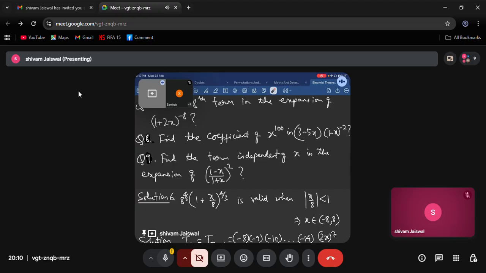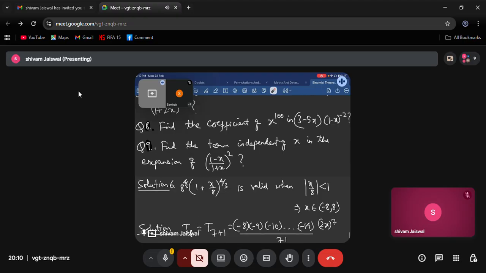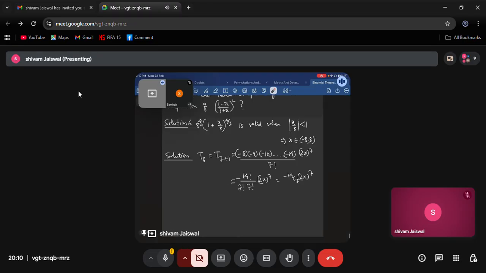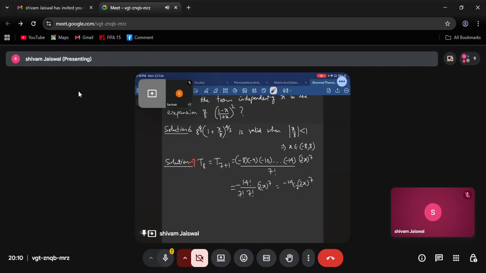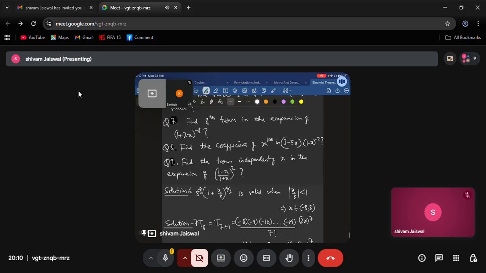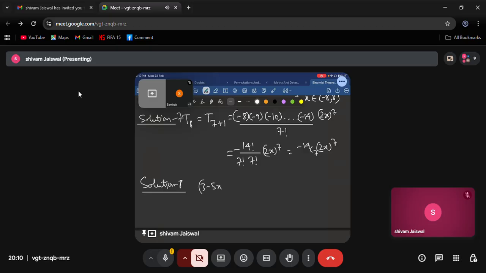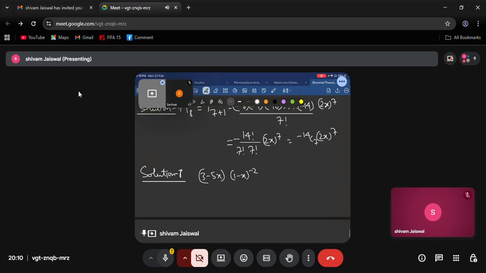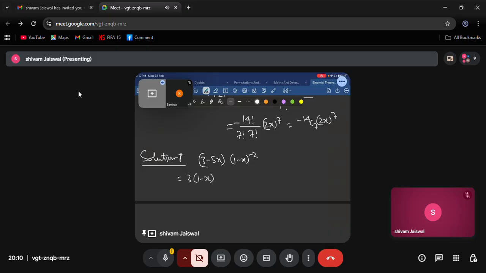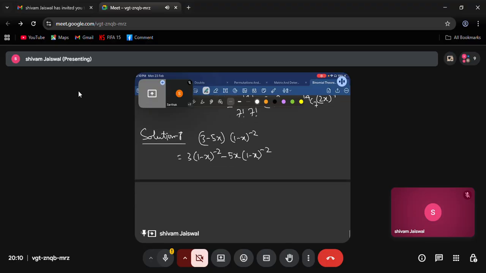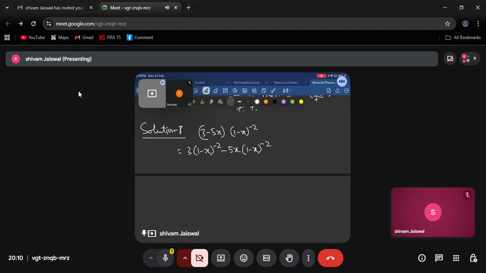Okay, I'm starting with 8. We need to find out the coefficient of x^100 in (3 - 5x) into (1 - x)^(-2). Okay, so number 8. Pay attention. So over here, (3 - 5x) into (1 - x)^(-2). This can be written as 3 into (1 - x)^(-2) minus 5x into (1 - x)^(-2). Okay. So over here, what is the coefficient of x^100?